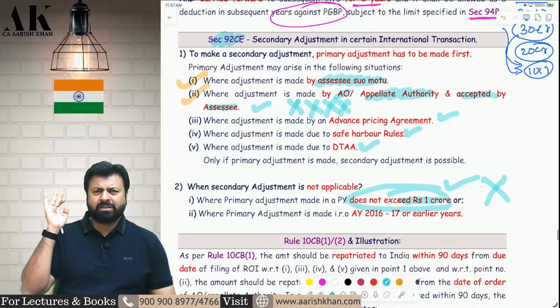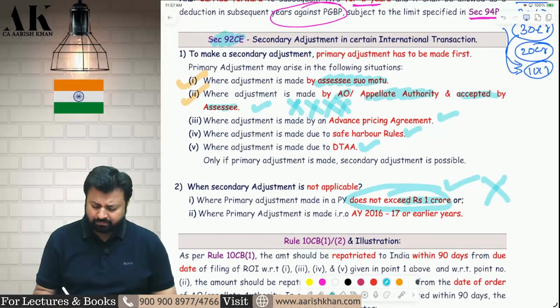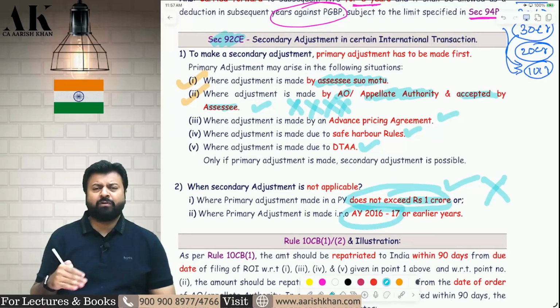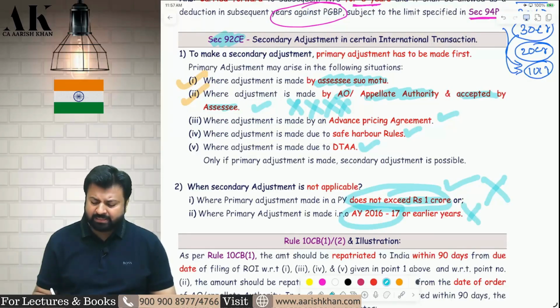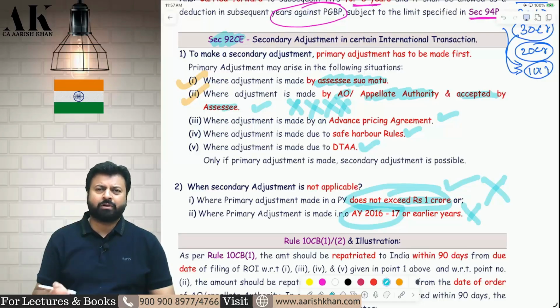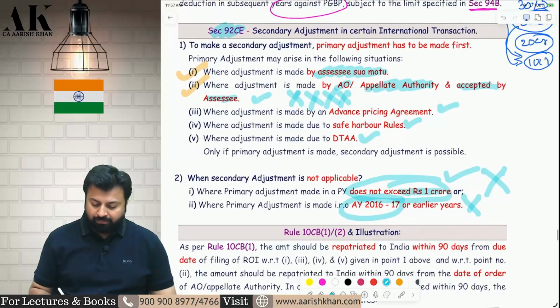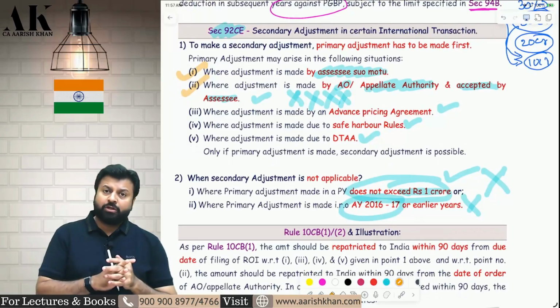Further, a transition provision was brought in 2017, that if the primary adjustment was done before 2016-17 or earlier, then secondary adjustment is not applicable. So now this second point is not relevant for us. For us, what is relevant is point number 1. So again, to understand secondary adjustment, you need to understand primary adjustment.